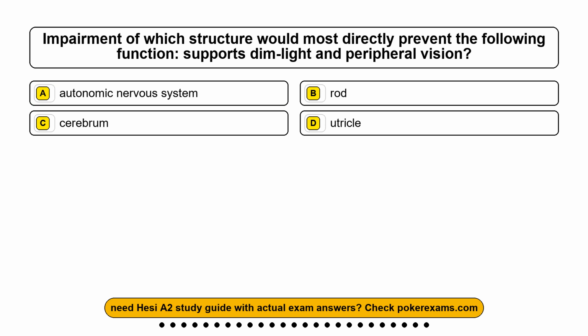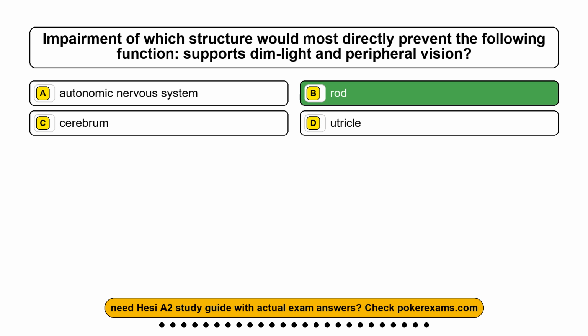Question 5. Impairment of which structure would most directly prevent the following function? Supports dim-light and peripheral vision. Option A. Autonomic nervous system. Option B. Rod. Option C. Cerebrum. Option D. Utricle. The correct answer is option B.